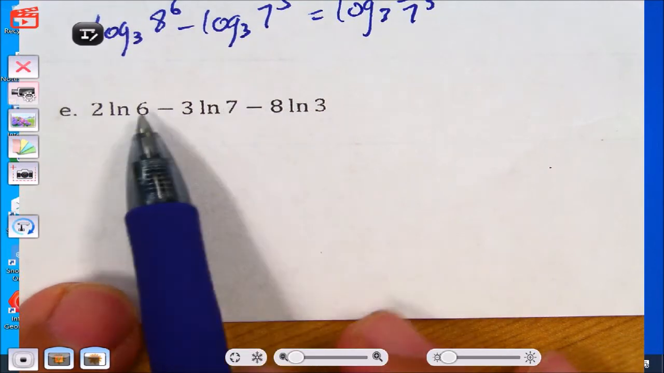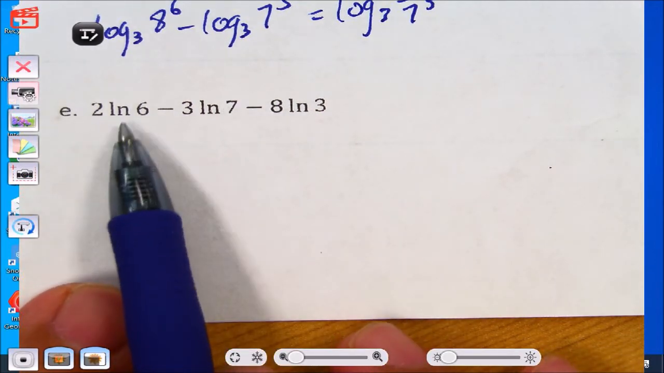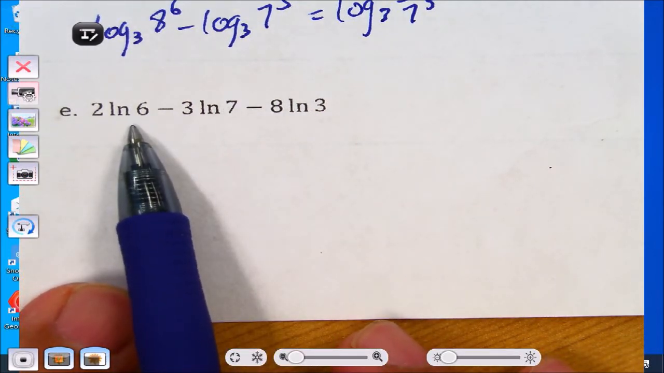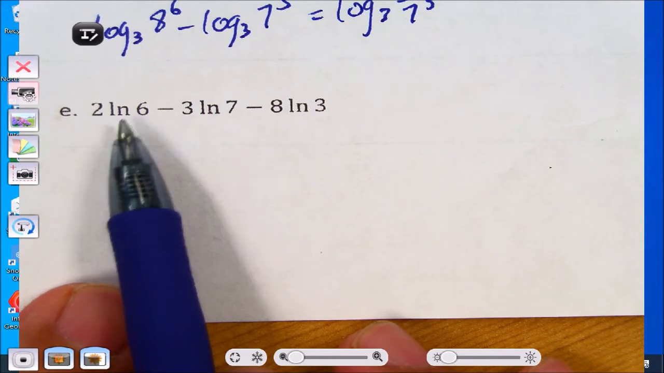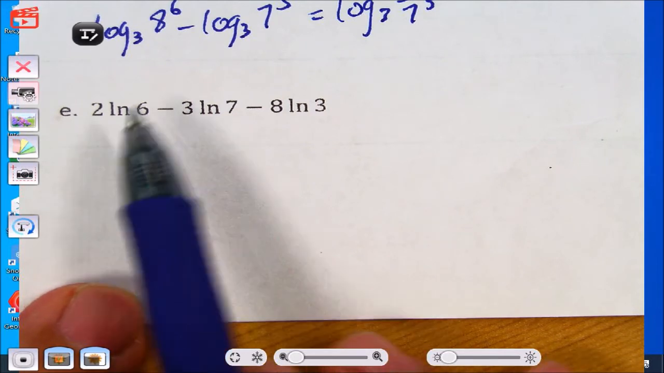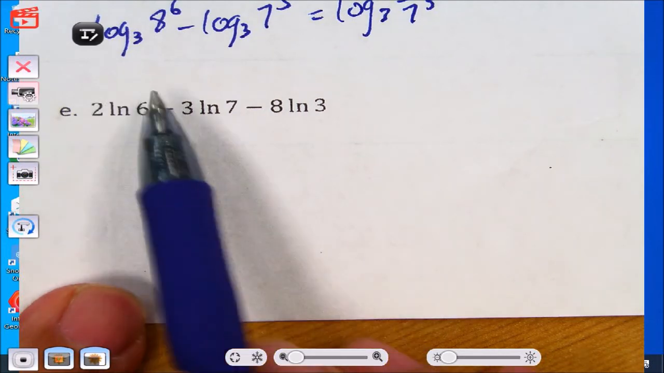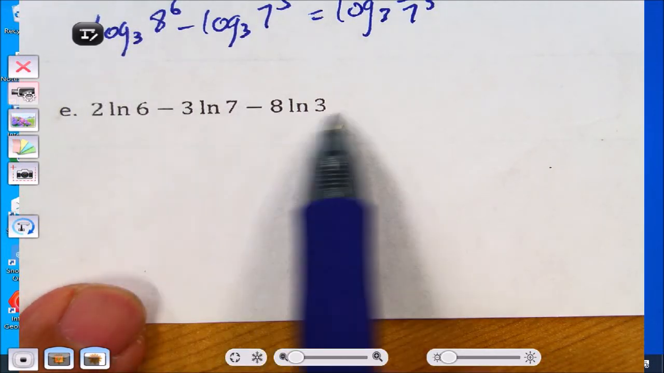So for E, you can just say log, but this is natural log. ln is natural log. I don't know why they call it that. It's log base e, but I just say log. So here I'm going to use the exponent rule. I'm going to bring the 2 up, bring the 3 up, and bring the 8 up.